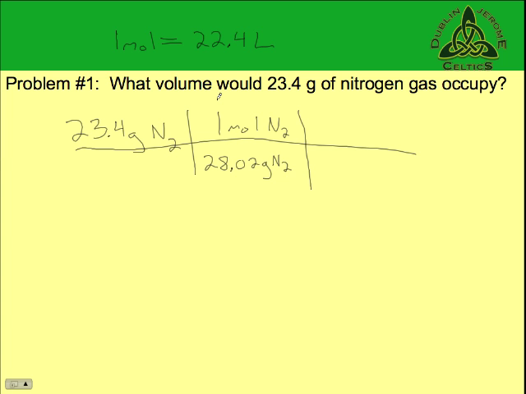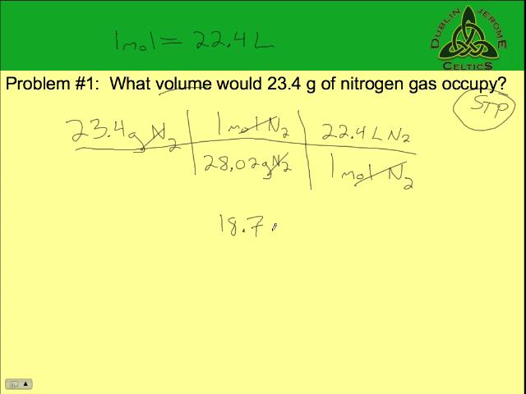So that's good, but that doesn't give me a volume yet. Hey, we have a relationship between moles and liters now, so that gets us volume. We're talking about gases, and this is at STP. We didn't mention that in the problem, but let's pretend that it's at STP. 1 mole of nitrogen at STP is 22.4 liters of nitrogen. Grams are gone, moles are gone, and we're left with our volume. What's the answer? 18.7 liters of N2.